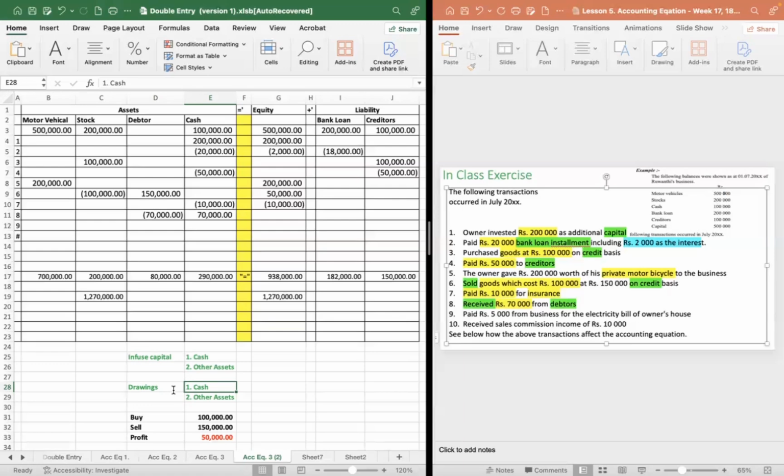Okay, so it will be drawings. So you will have to remember this drawings part as well, which is an important part.